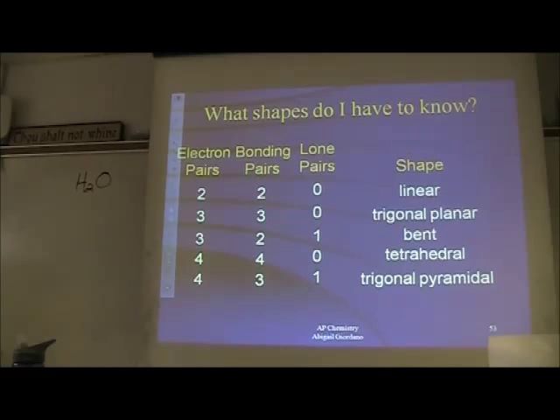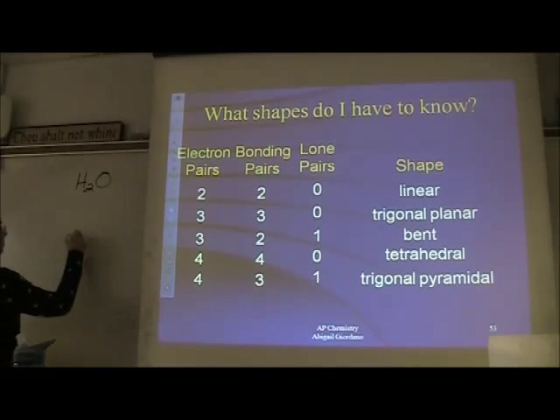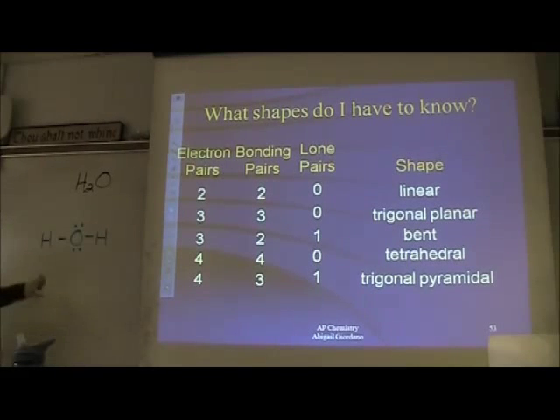That should be a quick one. H2O. This is probably the most commonly missed shape right here. Not necessarily for water, because I know a lot of you know the shape of water just because you know it. But when you have other elements and this is what you draw, I can't tell you how many people will say this is linear. It is not linear. It looks linear in 2 dimensions, but it is not.